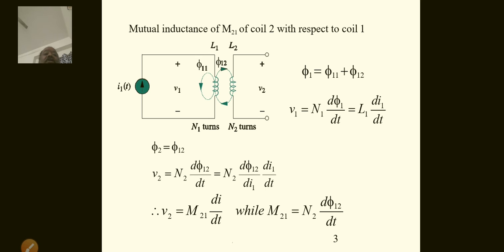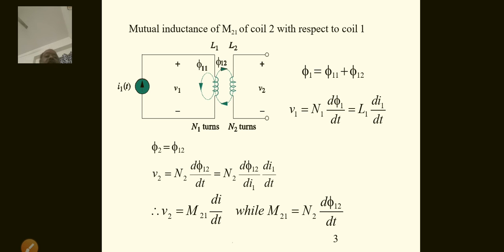For mutual induction, take two coils placed side by side. When you apply a signal at the first coil, current passes through the first coil and produces flux. Due to that, an EMF will be induced in the second coil. Similarly, if you apply a current to the second coil, it will induce an EMF in the first coil. This is the way we take it.